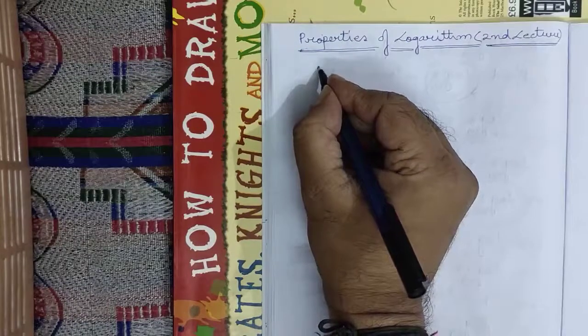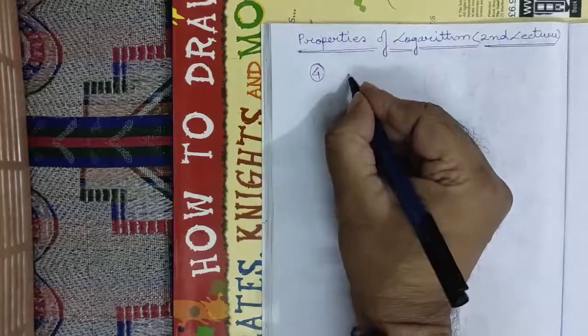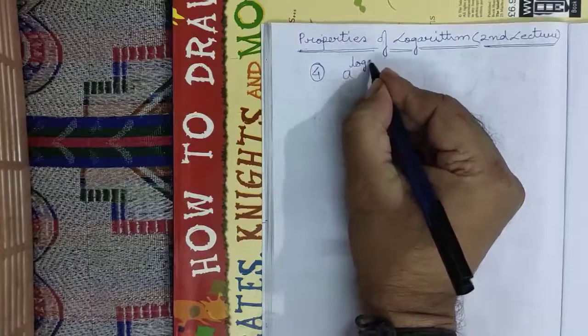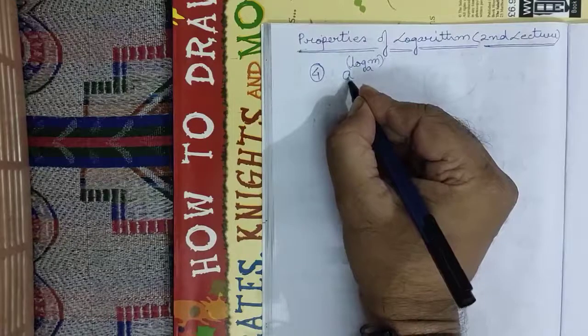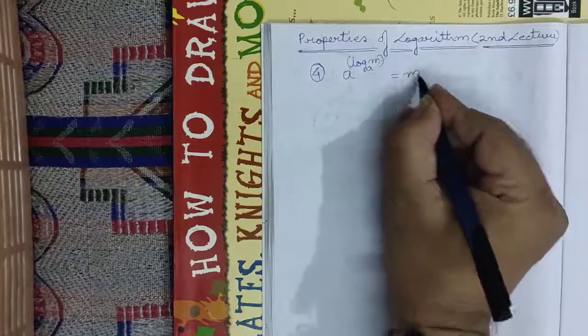So three properties were discussed. Now coming to property 4. It is a to the power log m base a. This is the power of a. This will be equal to m. This m will come out like this.